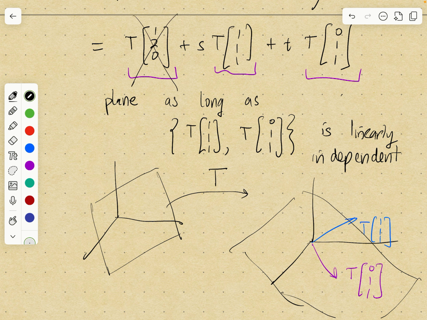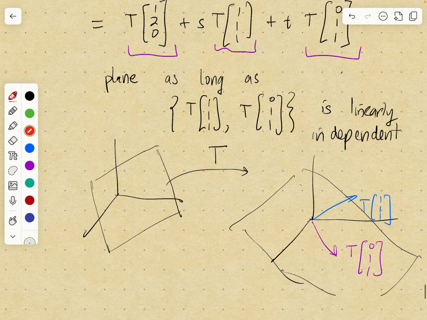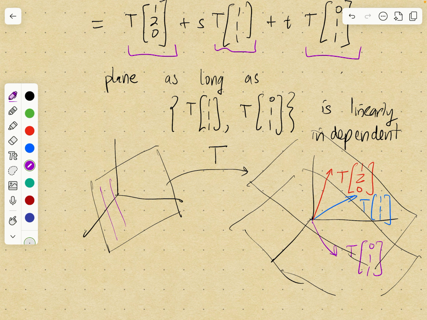So if I didn't have this, then I just get this plane through the origin. But now I have this T of 1, 2, 0, and so that is going to shift this plane by T of 1, 2, 0. So if that's my vector T of 1, 2, 0, then what I'm going to get is this plane that's shifted by T of 1, 2, 0. So this plane that doesn't go through the origin is going to go to this plane.